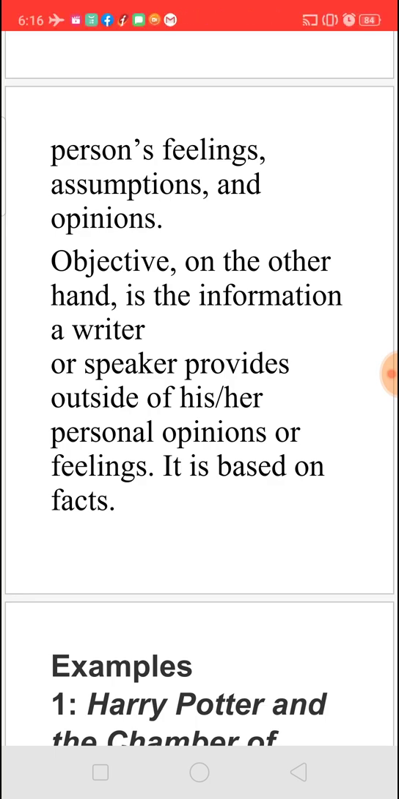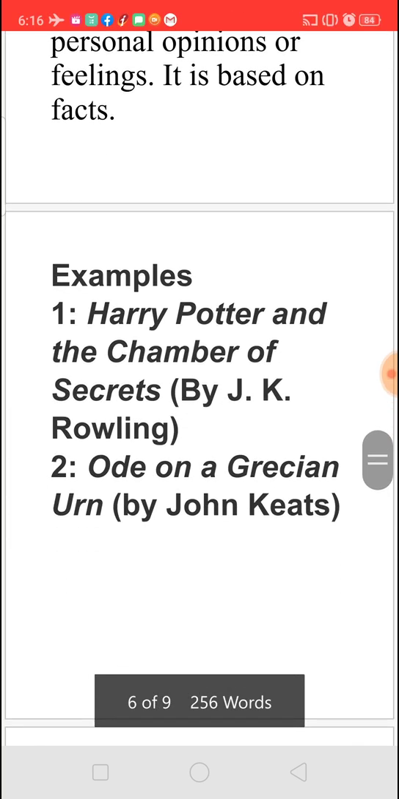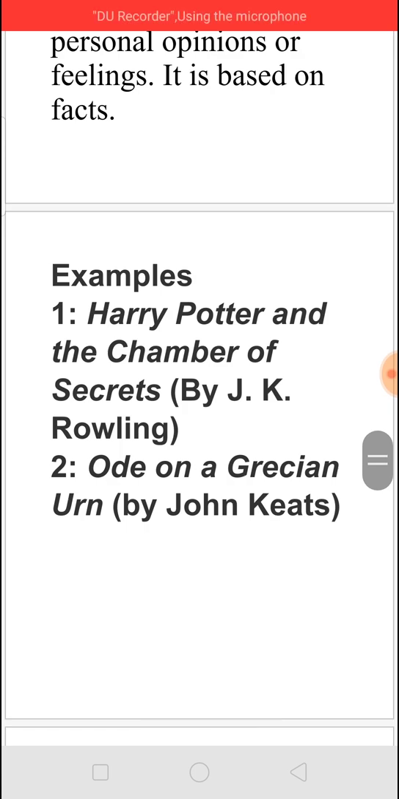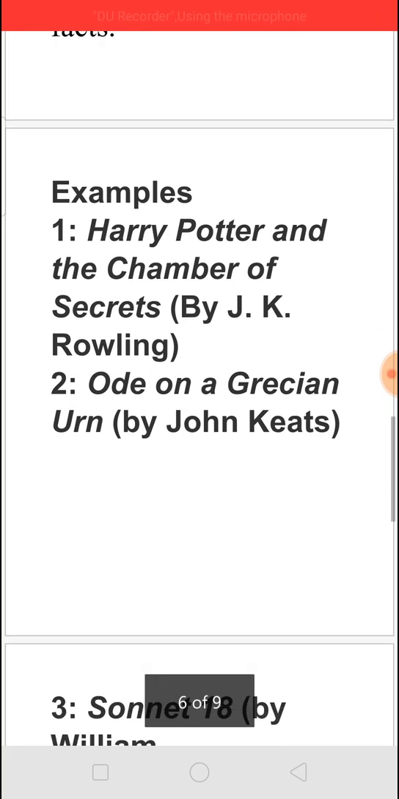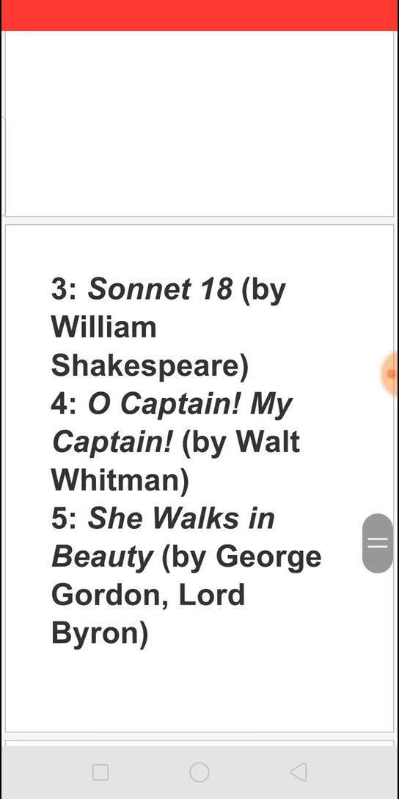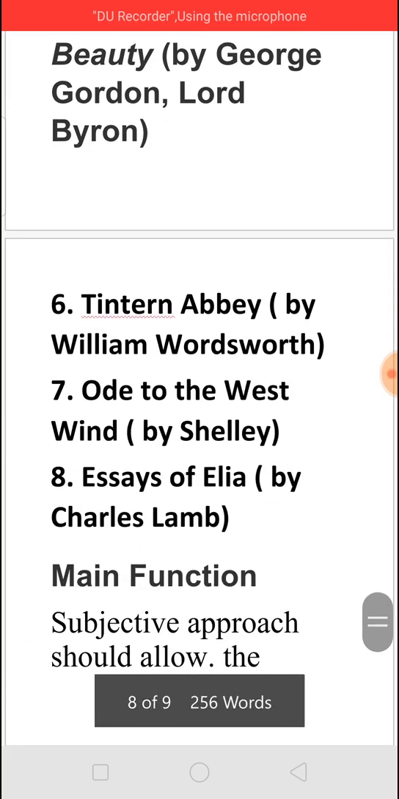I am going to give you examples of novels, essays and also poetry which are subjective. Harry Potter and the Chamber of Secrets by J.K. Rowling is an excellent example of subjective type of writing in novels. John Keats' Ode on a Grecian Urn tells about his own feelings, so it is subjective. Then Sonnet 18 by William Shakespeare, like all his sonnets, is his own expression, but Sonnet 18 is an excellent example of subjective poetry. Walt Whitman's O Captain, My Captain and George Gordon, Lord Byron's She Walks in Beauty are also good examples of subjective poetry.